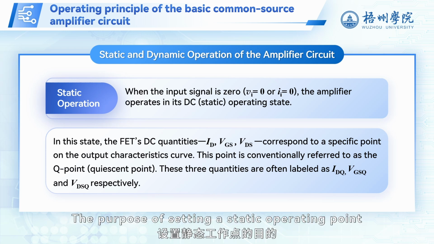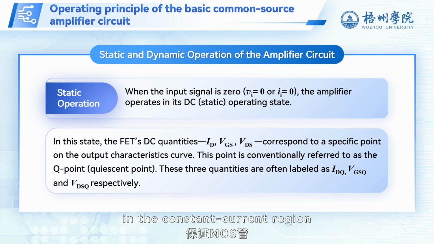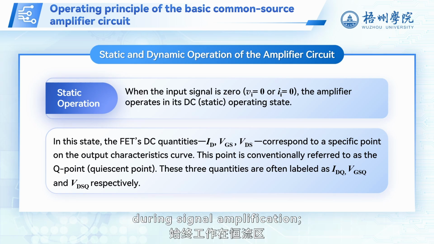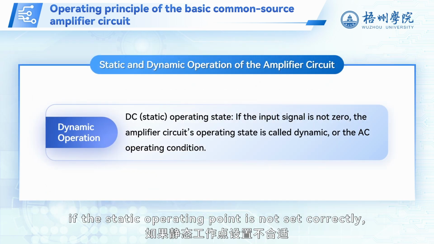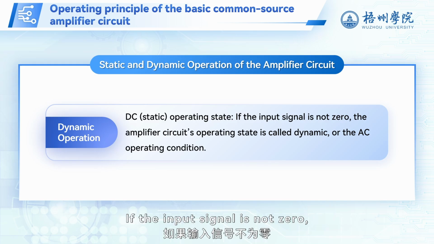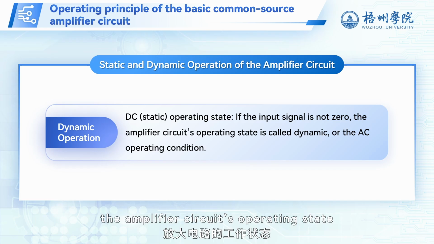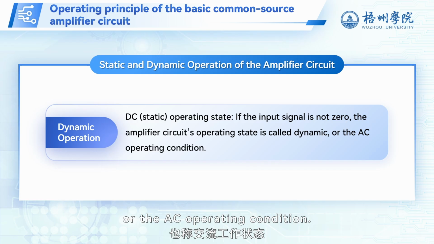The purpose of setting a static operating point is to ensure that the MOS transistor remains in the constant current region during signal amplification. If the static operating point is not set correctly, the signal cannot be amplified properly. If the input signal is not 0, the amplifier circuit's operating state is called dynamic, or the AC operating condition.